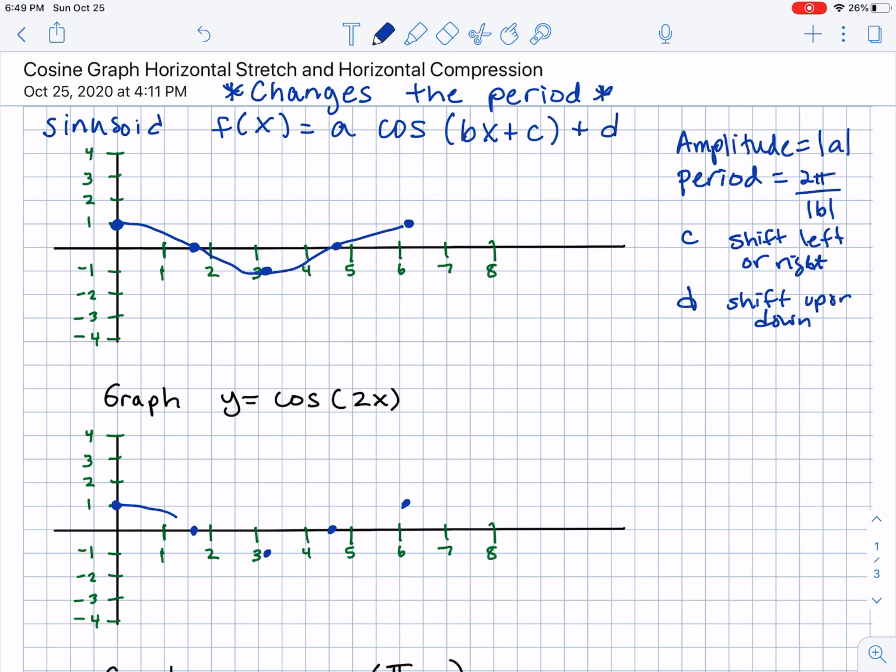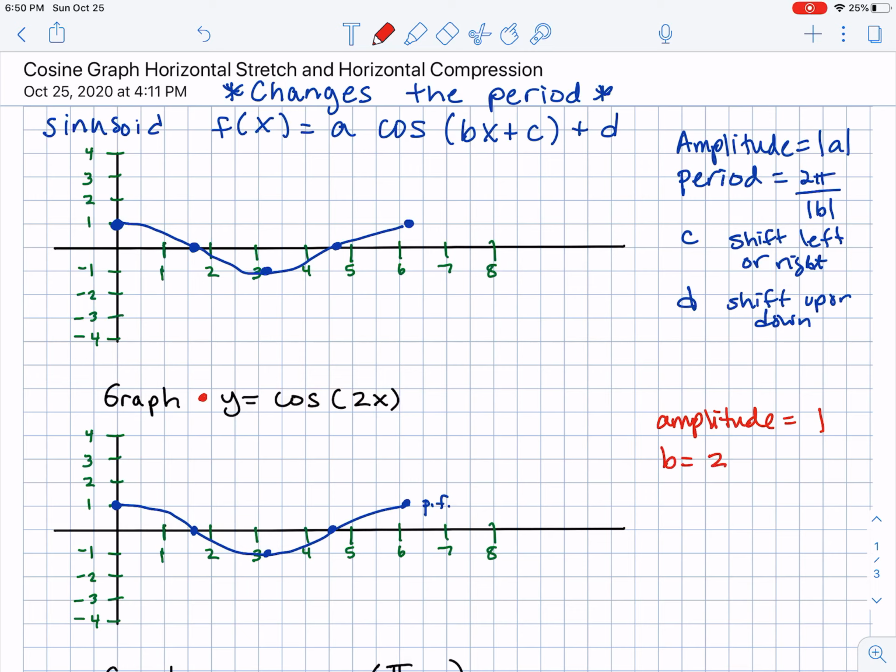All right, so I've got my parent function. I'll just put a PF beside it for parent function. All right, let me switch to a different color. I'm going to just go red. And we're going to graph this y equals cosine of 2x. All right, so let's see here. The amplitude, well, that's the absolute value of a, so the amplitude is 1, just like in our parent function. The c, there is no shift left or right. The d, there's nothing added to it, so there's no shift up or down. But I do see that b is equal to 2.